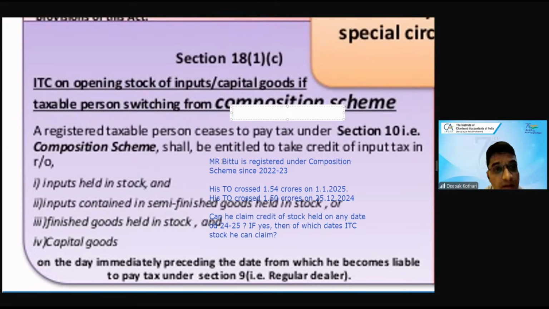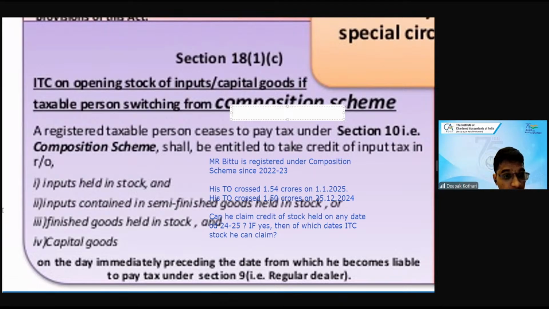And not 26th December, because that is not the date preceding the day from which he became liable. He became liable for registration on 25th. Preceding means before, succeeding means after. Preceding is one day before, so one day before 25th December is 24th December. So he can claim credit on the stock that remains on 24th December. Okay.